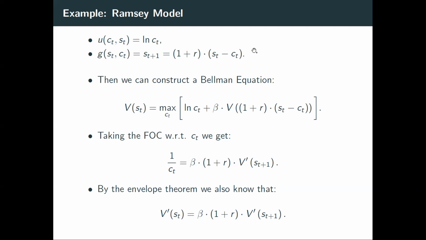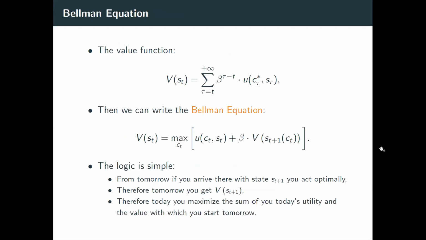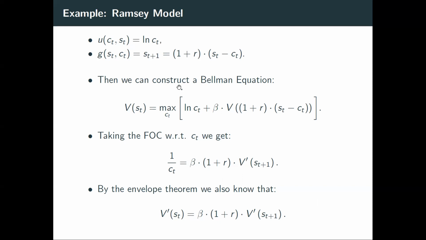So for this particular problem, that is what is called the law of motion for the state variable, given your choice. Then again, we have the general way to write a Bellman equation, and let us just substitute everything that we know for this particular example into it. Your instantaneous utility is log of CT, here it's beta, and here it's the value function of st plus 1. And st plus 1 here is exactly this, so I just decided to substitute it here.